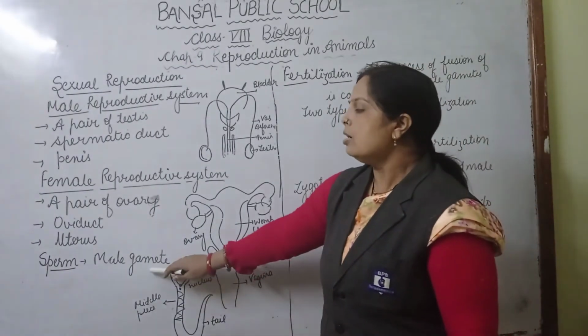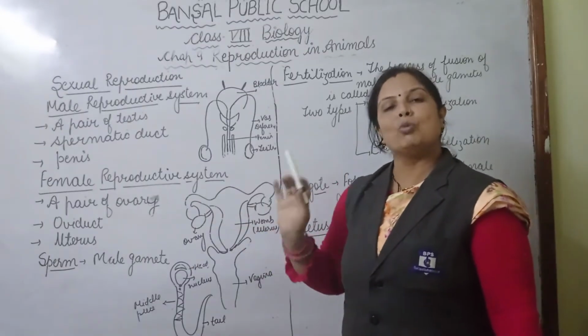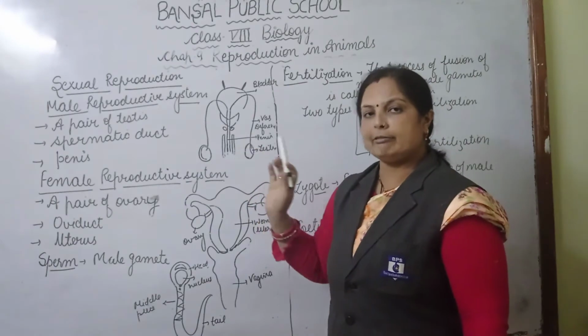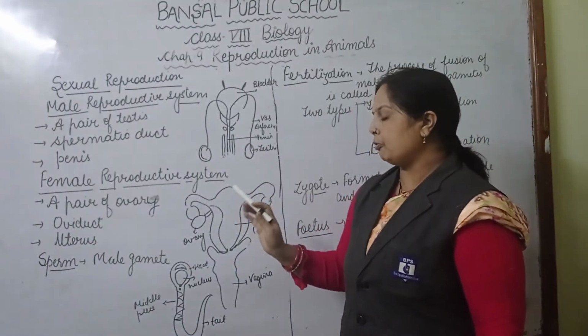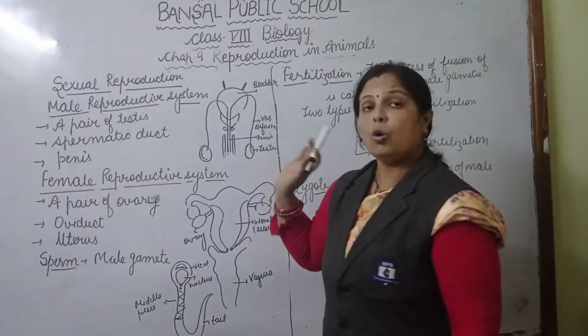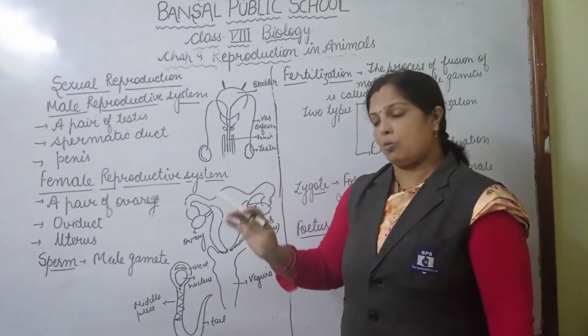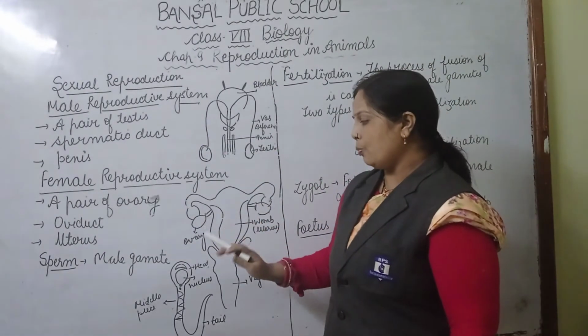Listen carefully. The male gamete, sperm, is mobile, which means it can move from here to there inside the female body, whereas the ovum doesn't follow locomotion because it is immobile.